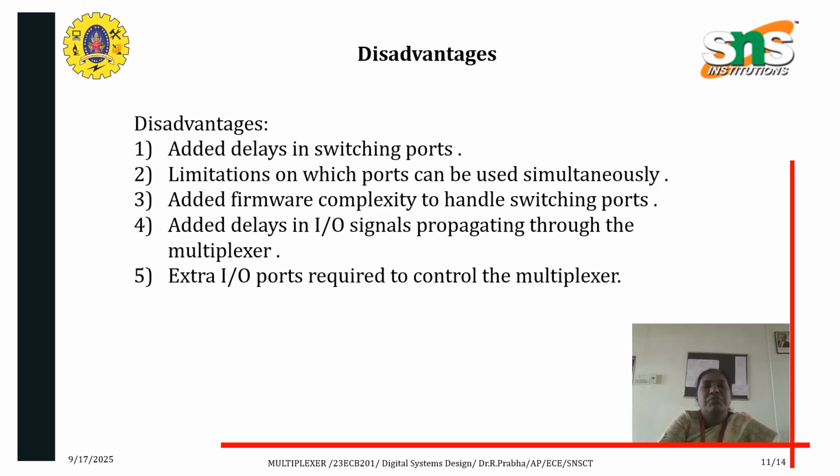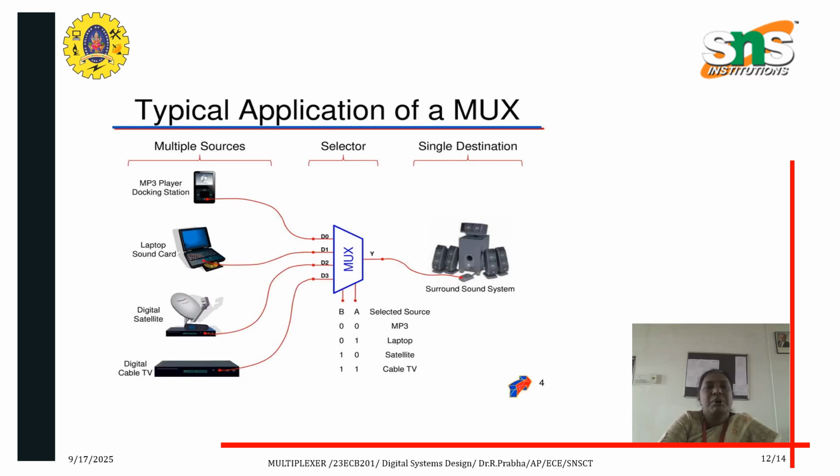And now coming to the disadvantages: added delays in switching ports, and limitations on which ports can be used simultaneously. The third is added firmware complexity, because we need to handle switching ports, and added delays in input output signals propagating through the multiplexer. Extra input output ports are required to control the multiplexer circuit as selection lines. So these are the disadvantages of a multiplexer.